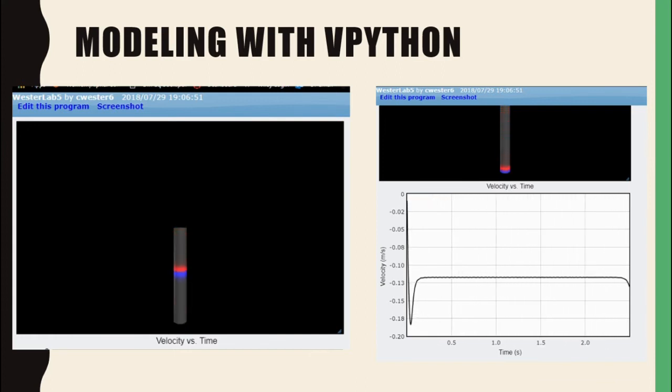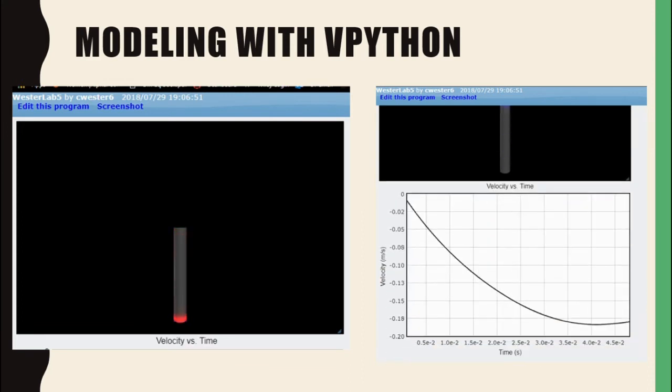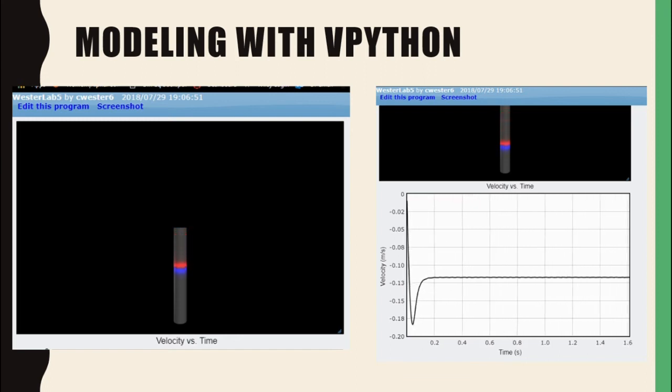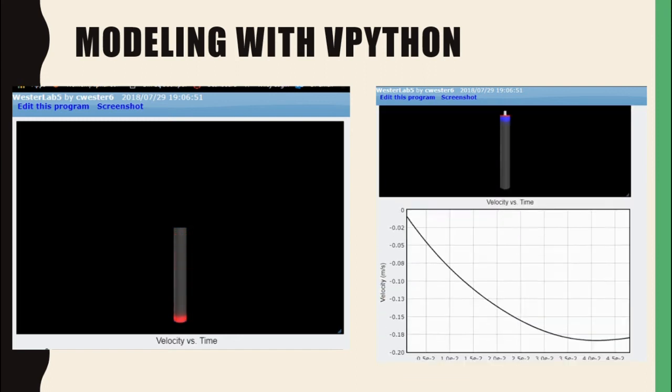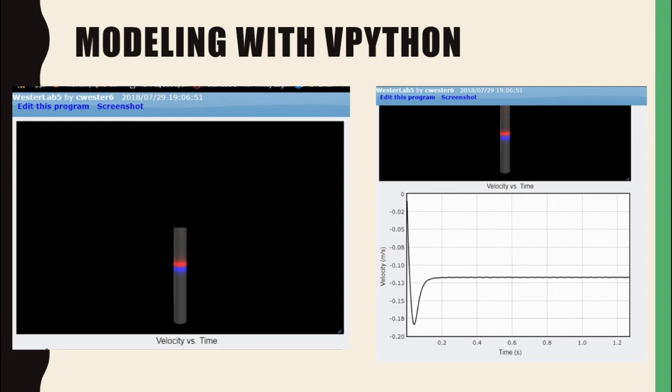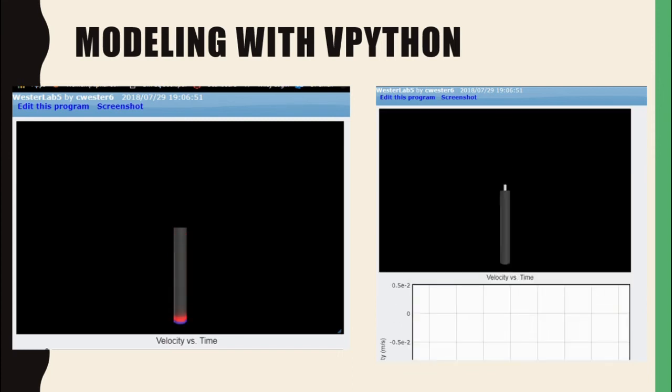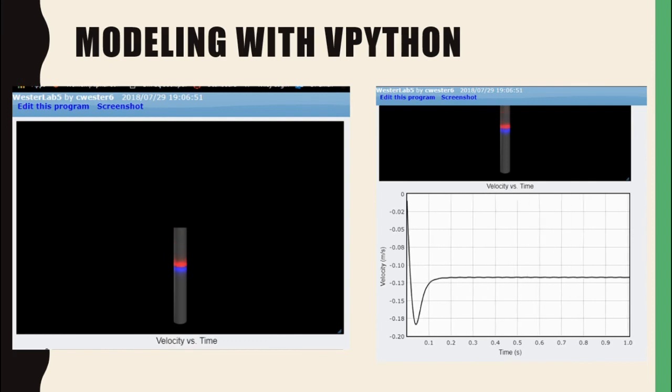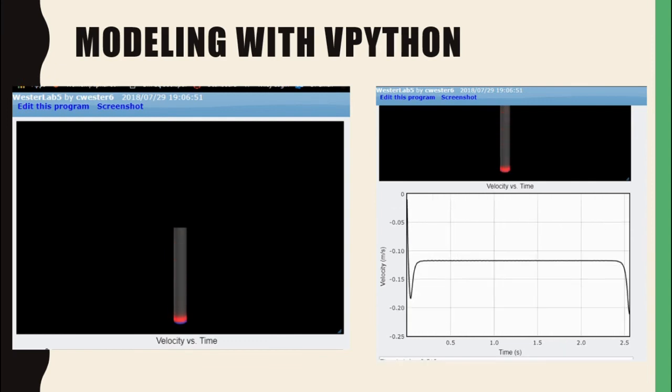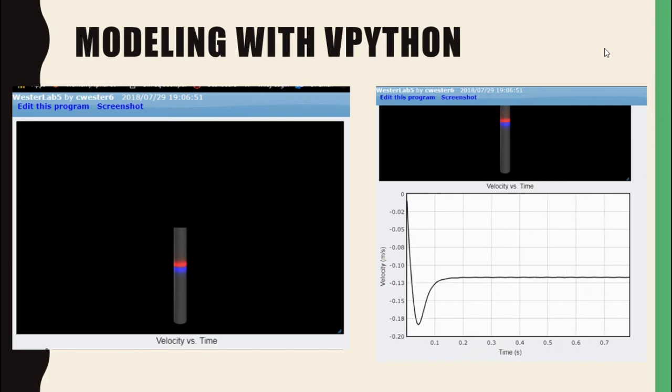As you can see on the left is just the magnet falling through the tube, and you can see the red and blue that are simulating where the E field and the EMF are. On the right, you can see the velocity versus time graph, and right when the magnet is let go, it shows a steep decrease in velocity. But then as it hits the tube, the velocity levels off, which makes sense because we know that the induced current should go against the force of gravity.